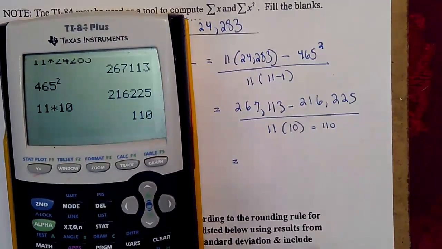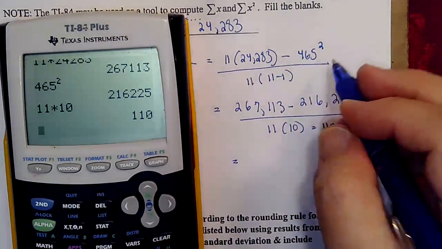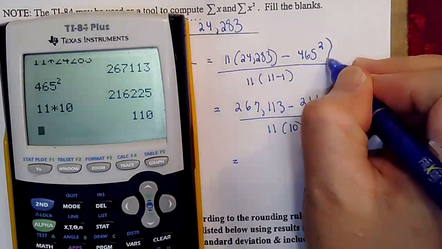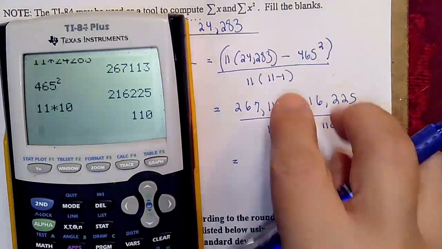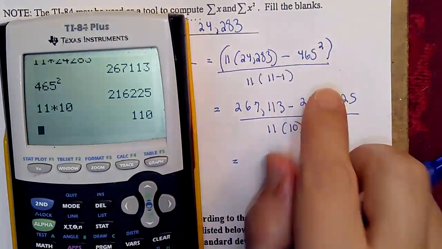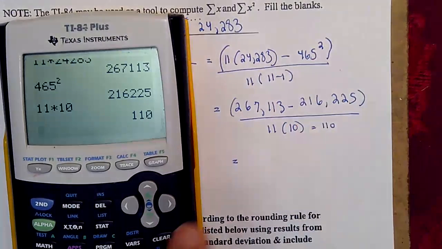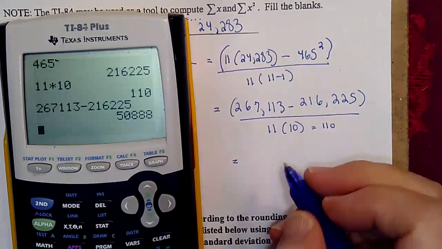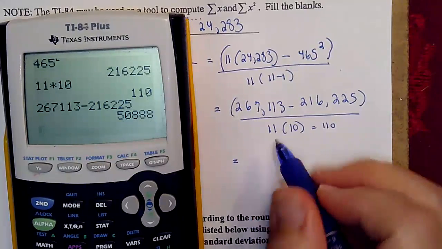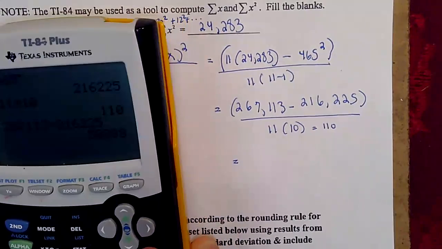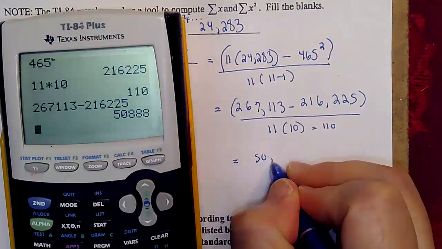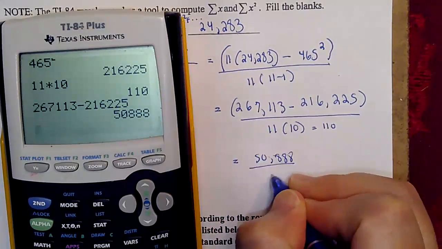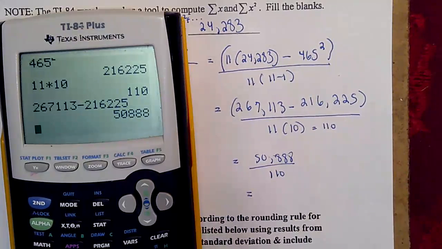Okay, so if you're gonna put all this in the calculator, all in one keystroke, then you need to make sure you put parentheses. Otherwise, I just do it in pieces like this. So now I do 267,113, take away 216,225, and that gives me like 50,888, divided by 110.